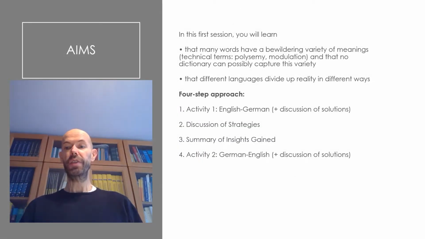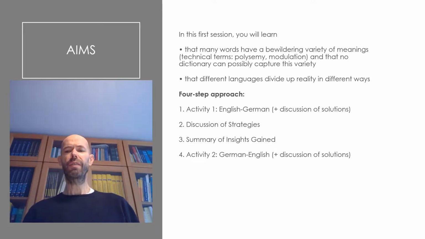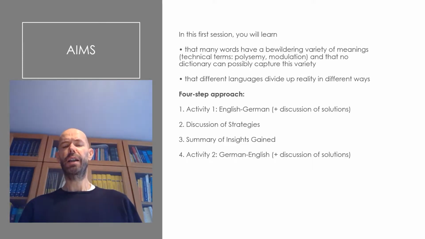Hi, this is the first in a series of videos which is going to give you a systematic introduction to German-English translation and also in a way translation generally. In this first session, we're going to talk about the fact that many words have a very large variety of meanings. The technical terms for this are polysemy and modulation, and that you can't really trust dictionaries if you want to be an accomplished translator. Don't trust the dictionary. Dictionaries can't capture this huge variety, although they can be useful aids in the translation process, as we'll see as we go along.